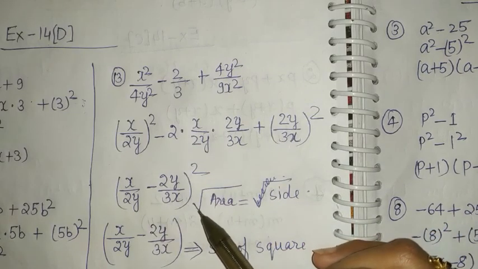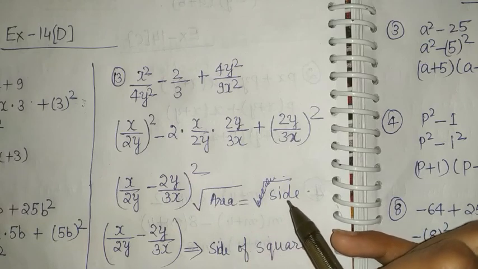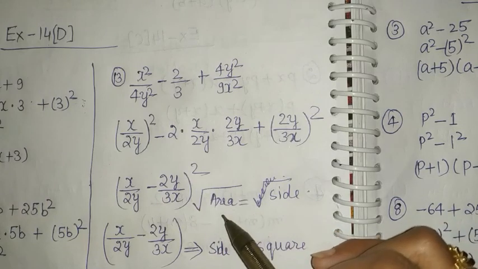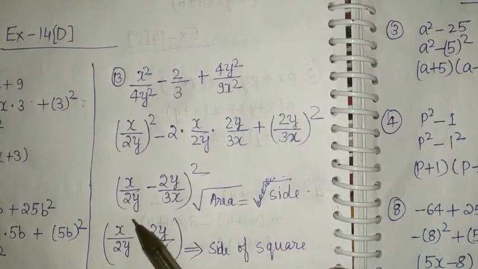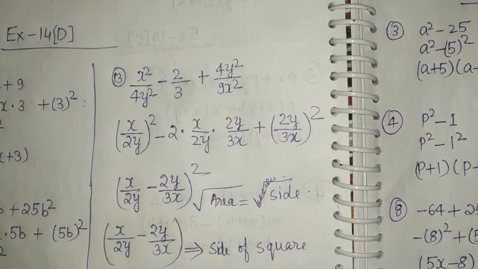And as you know, if we want to find out the side, then we have to take the square root of the area. So we will take the square root of this area, and we will get x upon 2y minus 2y upon 3x. This is the side of the square.